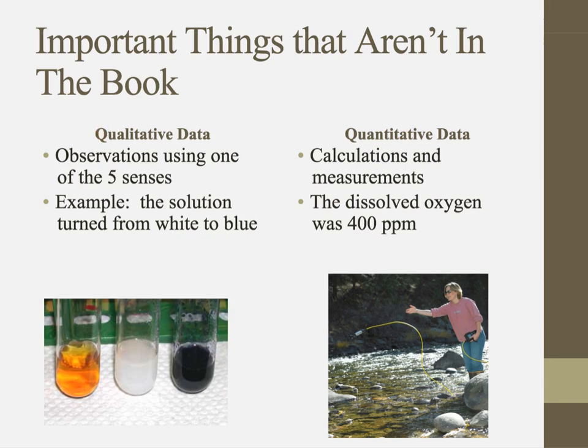So qualitative data are observations, okay, using one of your 5 senses. It turned color. It made bubbles. It smelled like rubber. It felt bumpy. Things that we can't actually assign a number to. Whereas quantitative data is exactly what it sounds like. It has to do with the quantity. So here our answers are always going to include numbers because they come from calculations or measurements.